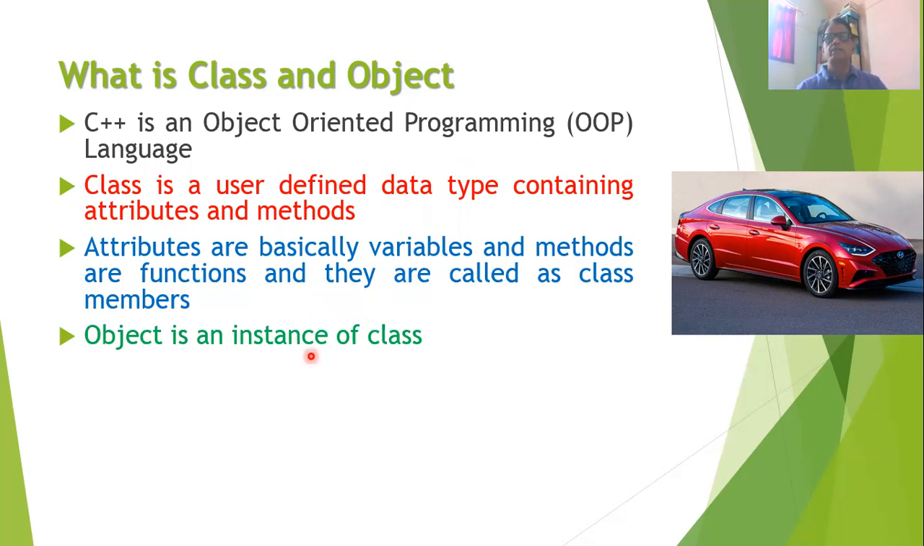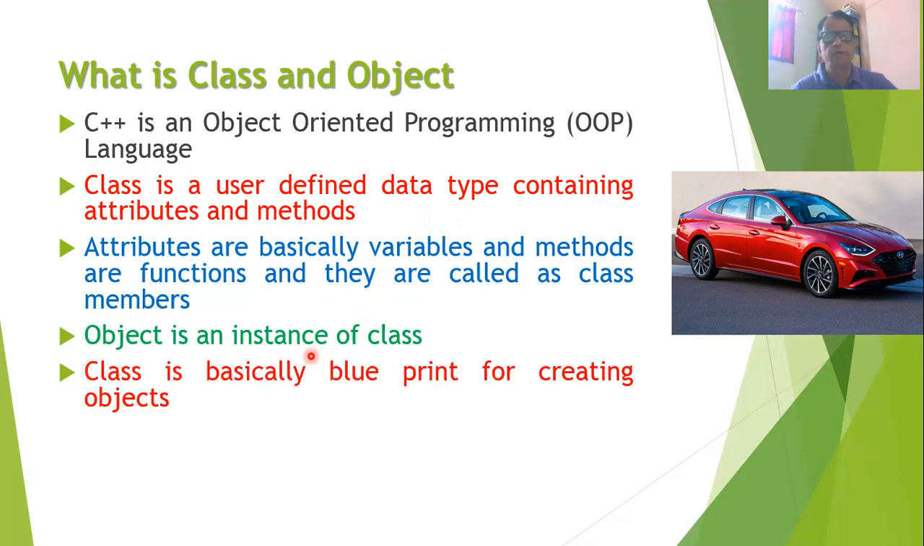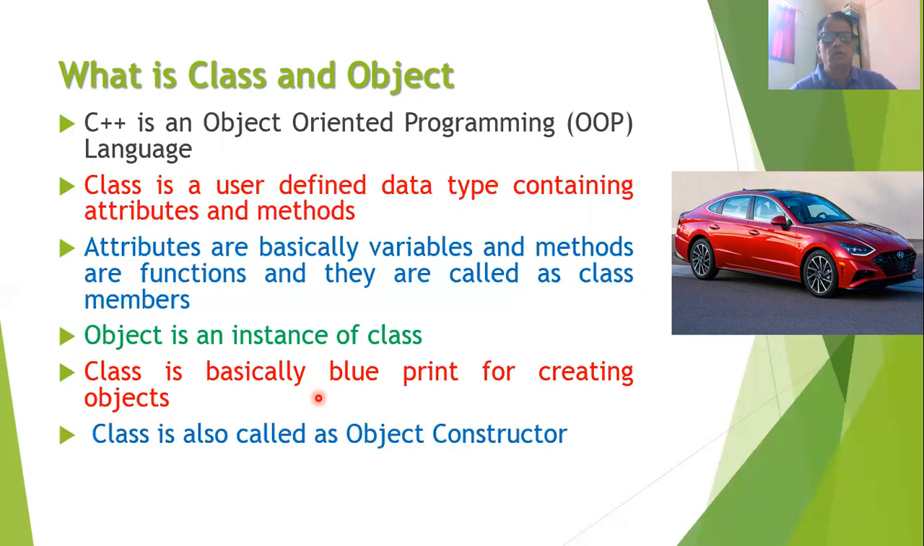An object is an instance of a class. The variable of a class is called an object. A class is a blueprint for creating an object. You can also say that a class is the object constructor. Whenever you want to create an object, what you need is a class.